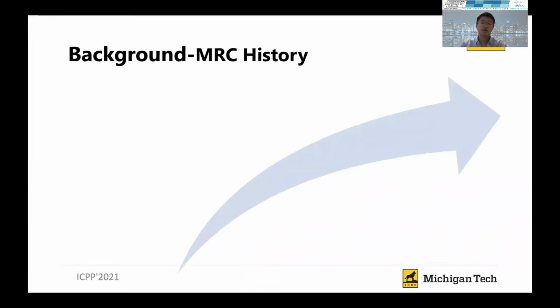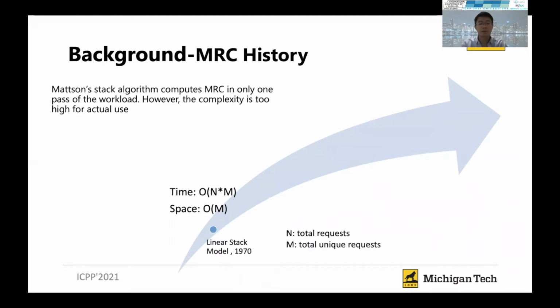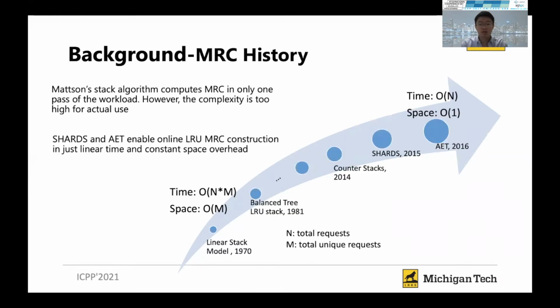First, let's take a look at the history of MRC generation techniques. In the 70s, Mattson proposed a generic stack algorithm which can construct miss ratio curves in just one pass. However, the time complexity of the original algorithm was too high for actual use. More recent work like SHARDS and AET reduced the time complexity down to O(n) with constant space overhead. But the problem is these algorithms are built for exact LRU policy. They did not take sampling size K into consideration, so they do not work well with the K-LRU cache.